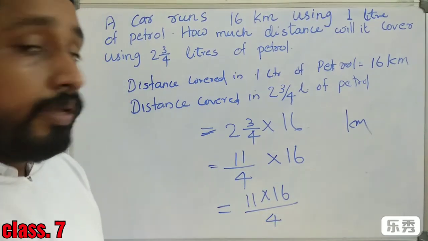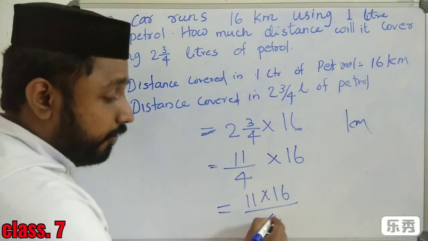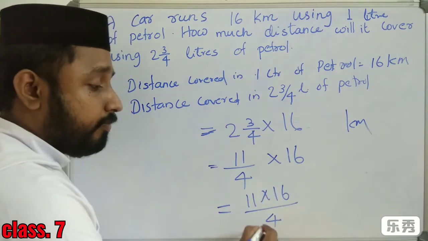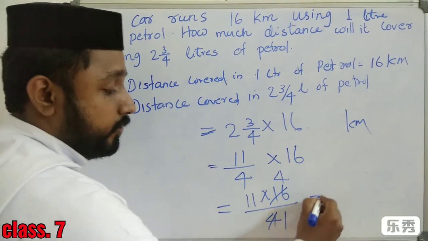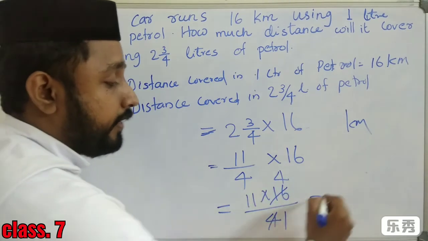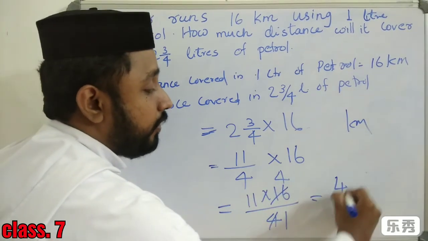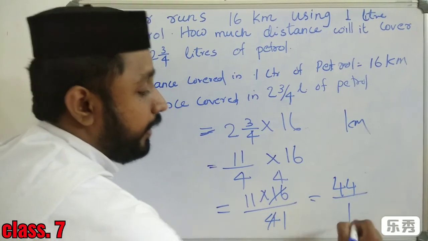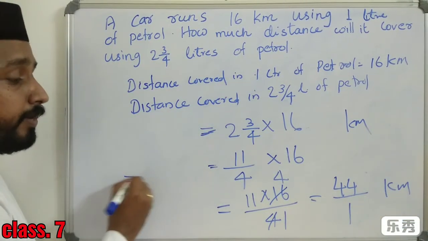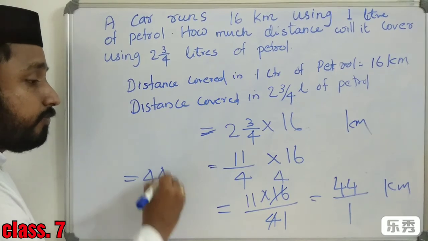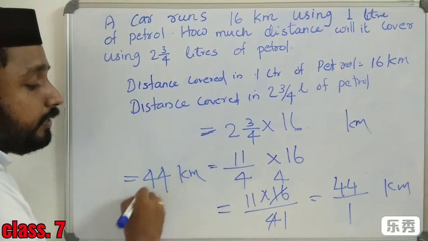Here 4, here 60. We can cut with the 4. We will get 15 here, 1 there. So we got 11 into 15 by 1. That is 11 into 15, 165 by 1 kilometer. What is 165 by 1? 165 by 1 means 165. So 165 kilometers it will cover.